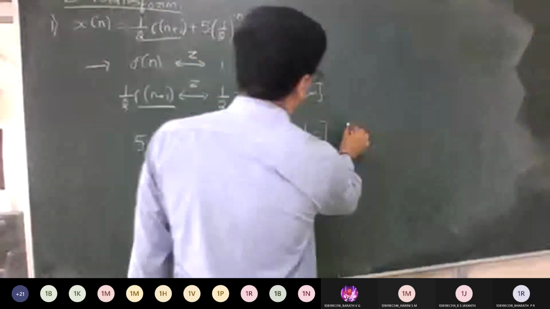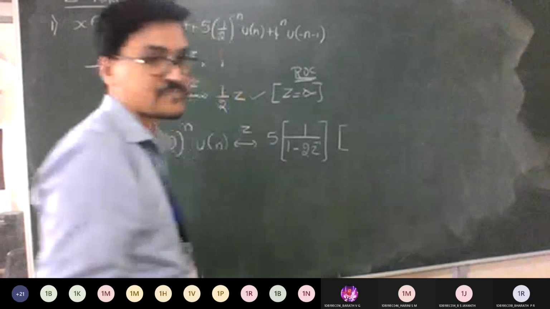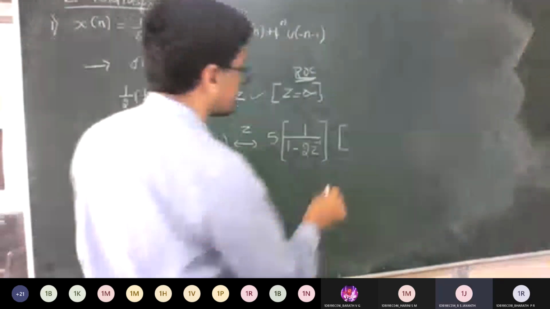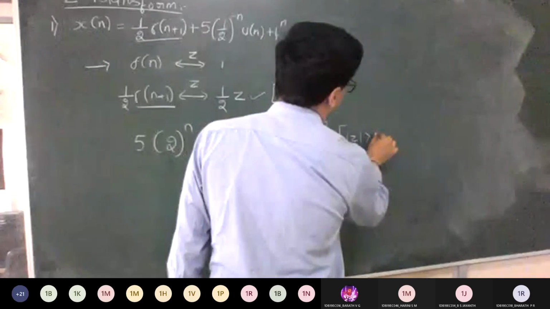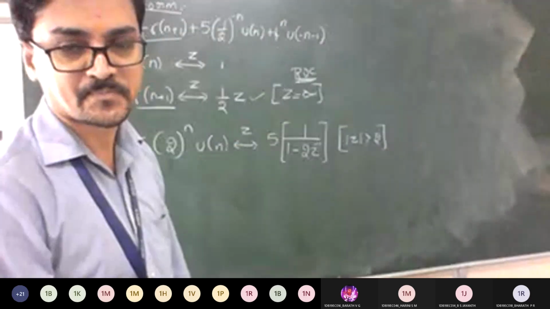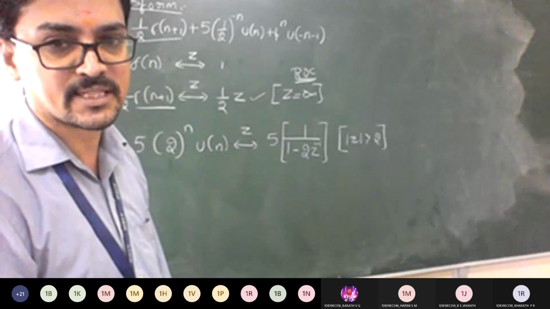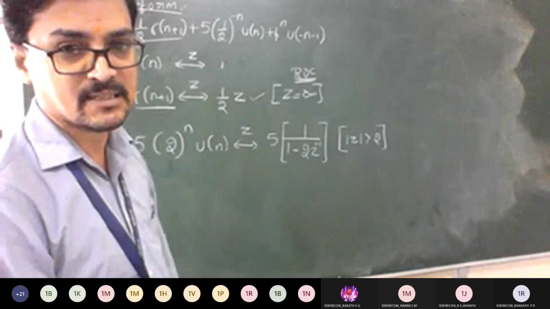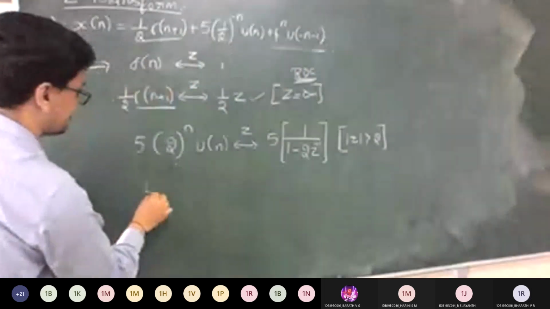Now tell me where exactly your ROC lies. Z greater than 2, sir. Good. Your ROC exists for the region Z greater than 2. I hope you have the understanding, right? That is the way to solve a Z transform problem if all are given together like this. The next, last one is this. Now tell me in which form it is.